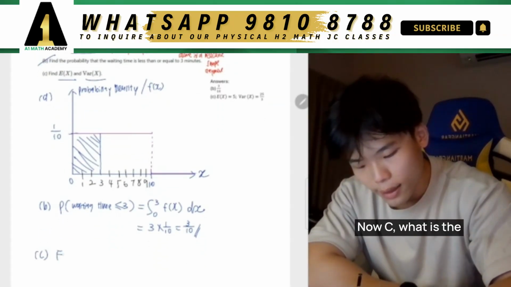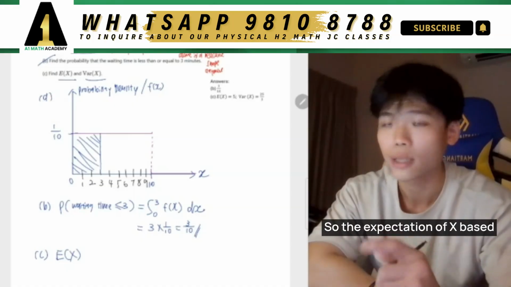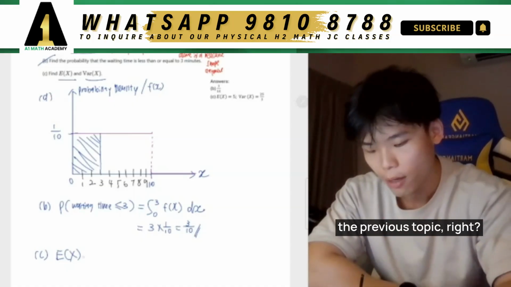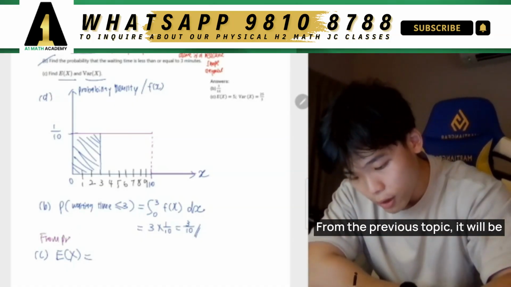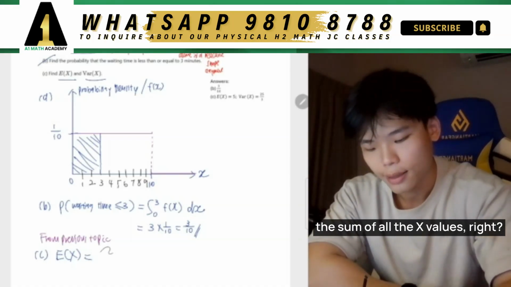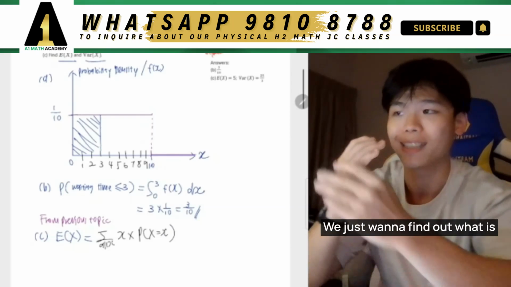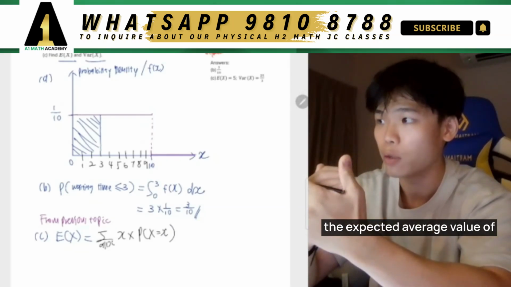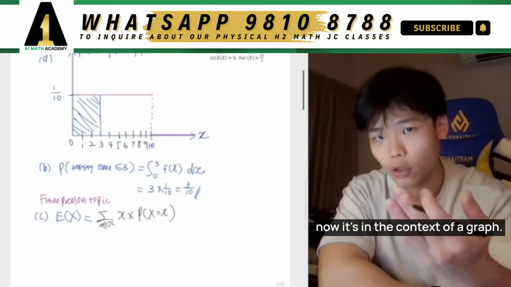Okay, now C. What is the expectation of x? So the expectation of x, based off your understanding from the previous topic, right? I'm just going to write here, from the previous topic, it will be the sum of all the x values, right? X times the probability associated with them over here, right? We just want to find out what is the expected average value of x in the long run, essentially. The idea never changed, but now it's in the context of a graph.